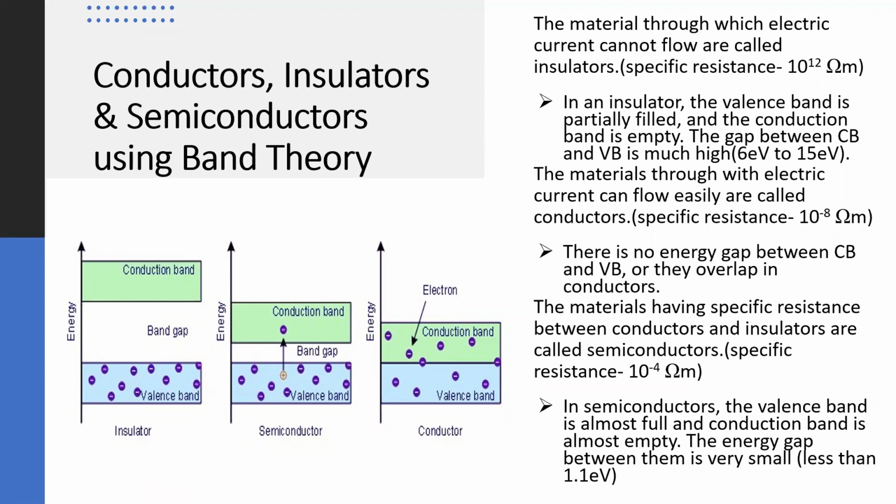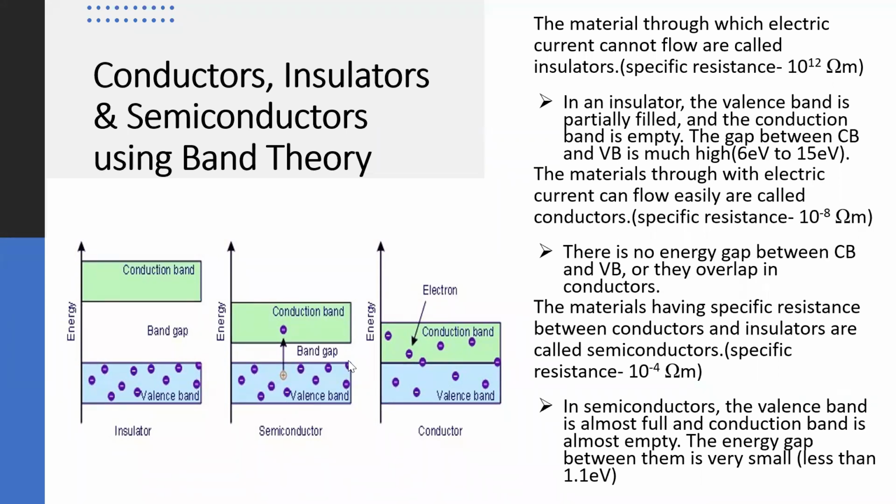Now let us see what is the case of semiconductors. Materials having specific resistance between conductors and insulators are called semiconductors. See, their specific resistance is 10 raised to minus 4 ohm meter. Okay, so you can tell that their specific resistance is in between that of conductors, which is 10 raised to minus 8 ohm meter, and insulators. See, less than that of insulators, more than that of conductors. So these materials are called semiconductors.